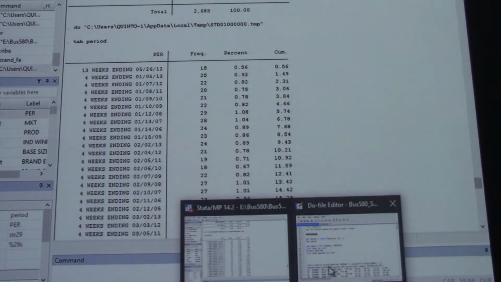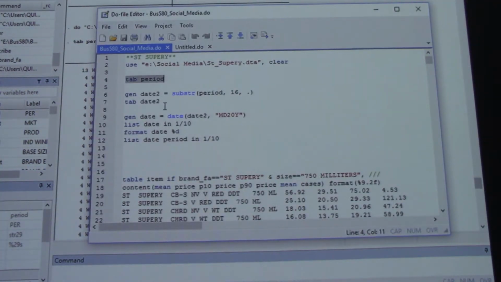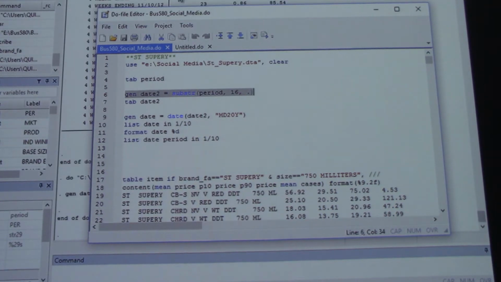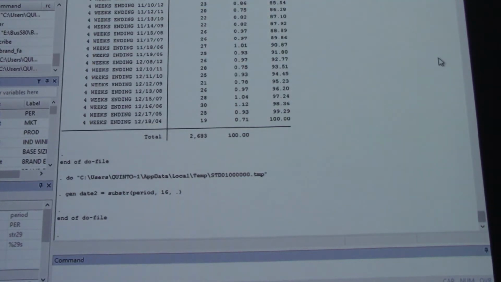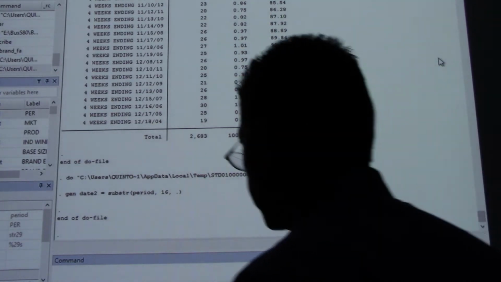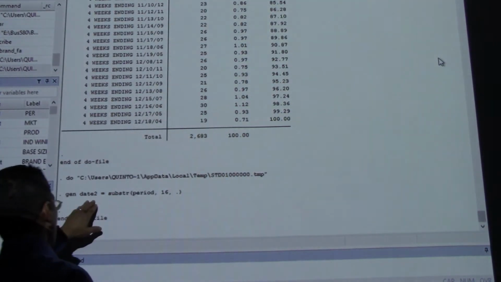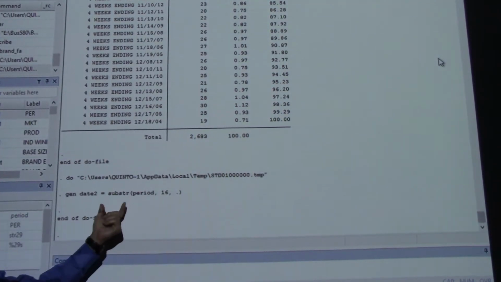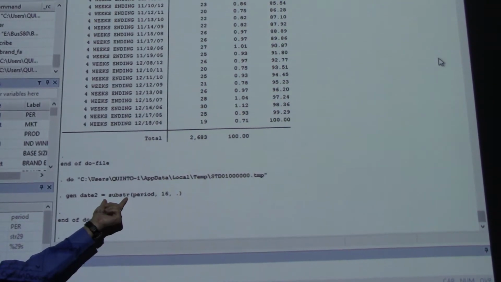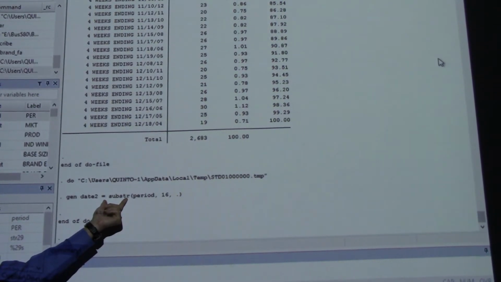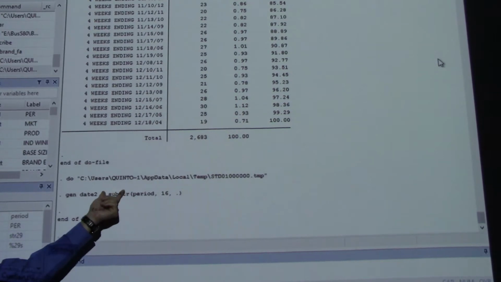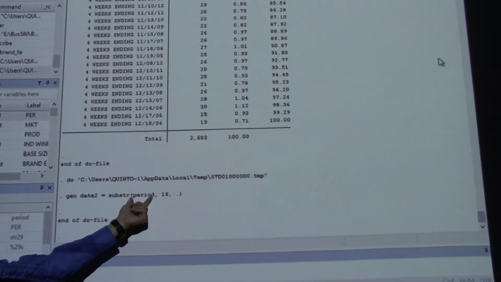Here's a new command. I'm going to generate this new variable called date2, and this is substr, which stands for substring. So take a substring out of the period.